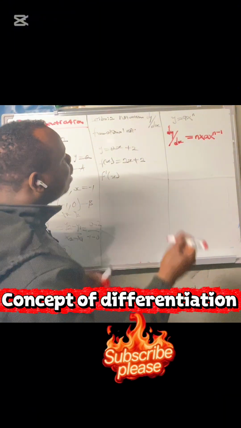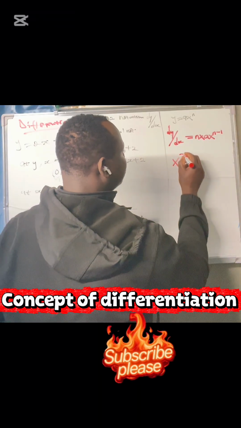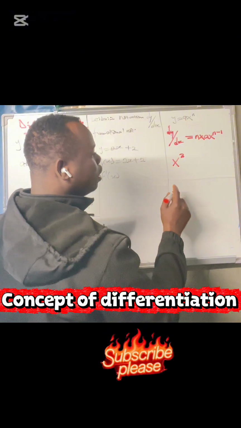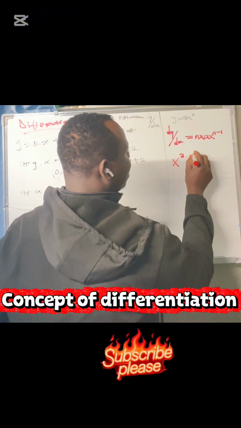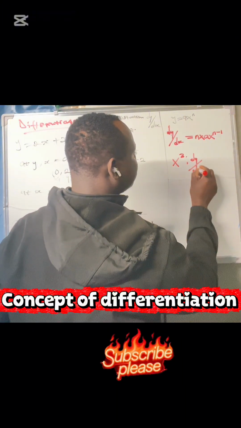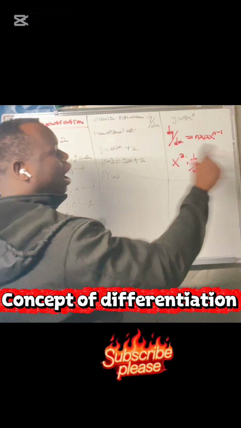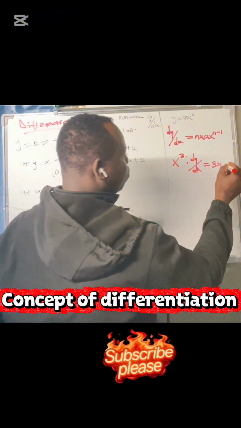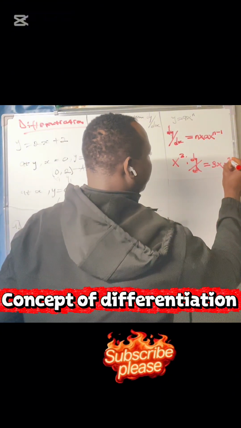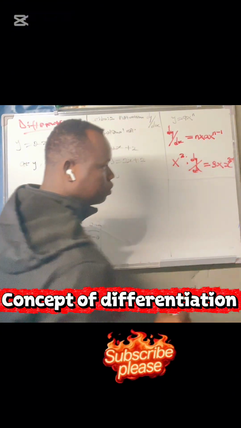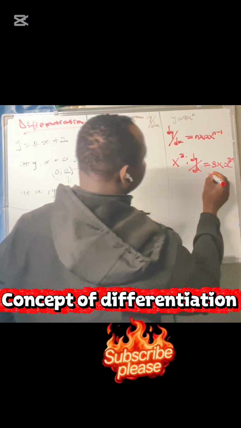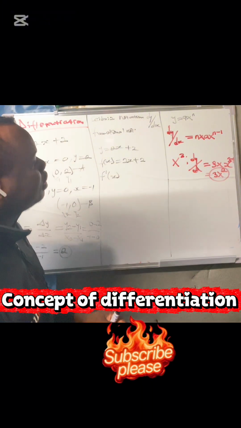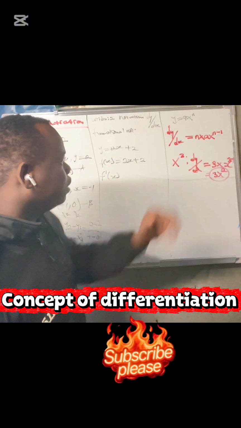Okay? So for example, if I have x to the power 3, the coefficient of this x is what? 1. Okay? So my dy over dx will be equal to, I'll drop this power 3, multiply it by the coefficient, write x back with the power 3, and then do what? You subtract 1 from it. So this will be equal to 3x to the power 2. And this is the derivative of this function.